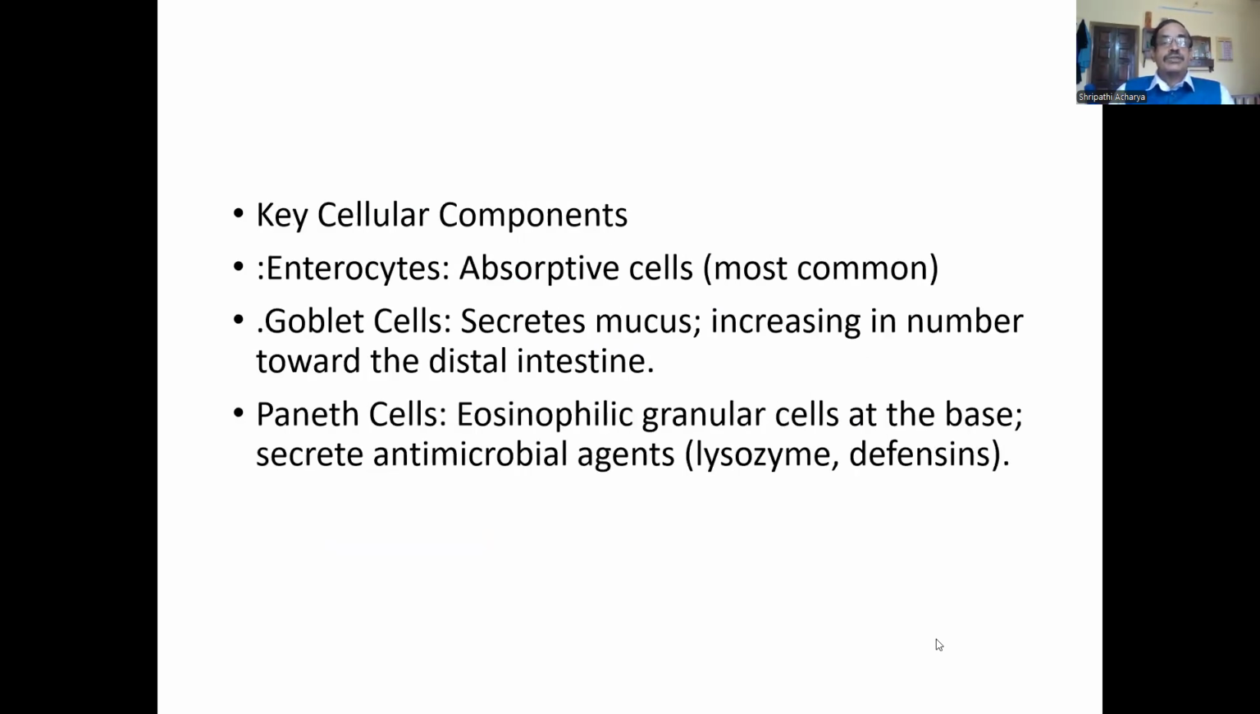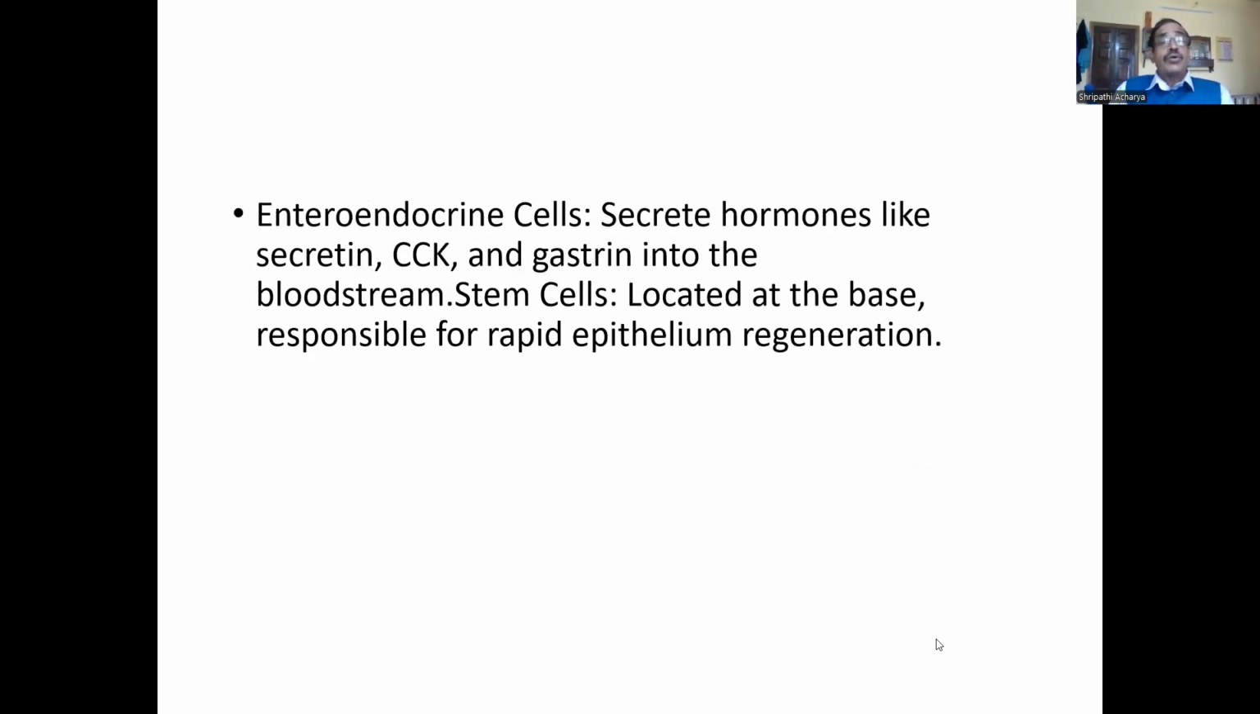Key cellular components: enterocytes, absorptive cells, most common. Goblet cells secrete mucus, increasing in number toward the distal intestine. Then Paneth cells, eosinophilic granular cells at the base, secrete antimicrobial agents like lysozyme and the defensins. Enteroendocrine cells secrete hormones like secretin, CCK, and gastrin into the bloodstream. Next, stem cells located at the base responsible for rapid epithelium regeneration.